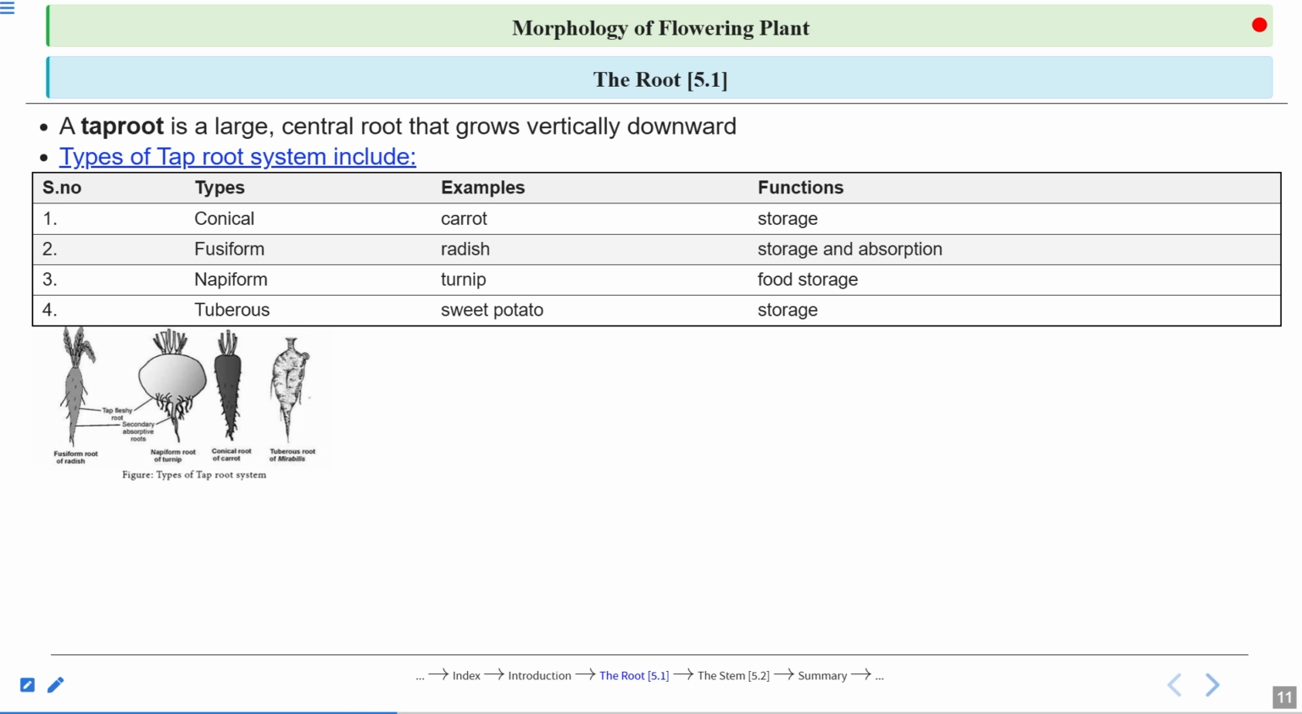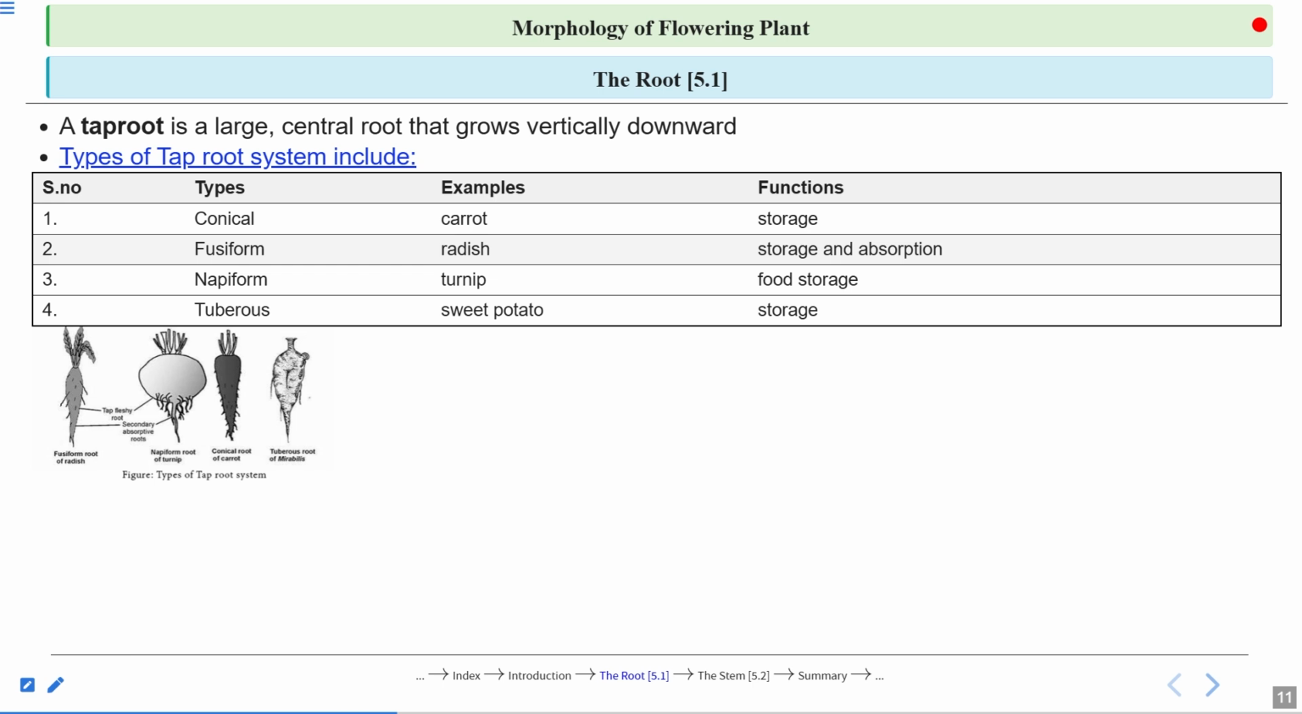Napiform, turnip is also consumed as a food because it stores the food material. Tuberous, sweet potato, storage. Its main function is storage. Do all roots do the process of storage of food material?